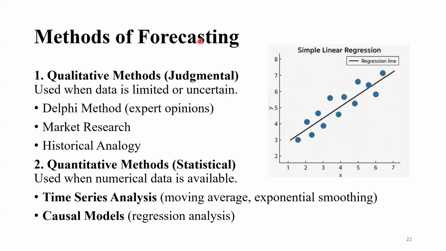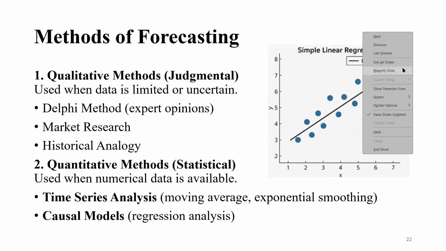Or if my demand is lower in December because it's a rainy season, I'll analyze the last 10 years of December data and then make sure. Exponential smoothing gives more weight to the recent data, making the forecast more responsive. Causal models are based on regression analysis, such as simple regression, multiple linear regression, and non-linear regression methods.